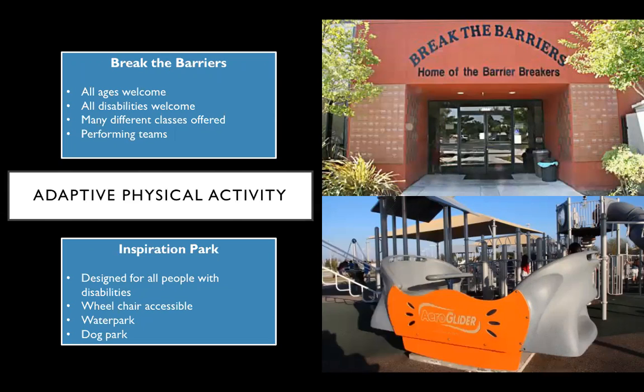And then the bottom one is the Inspiration Park. So this one is a little bit farther out in Fresno, but it's worth it. It's pretty cool because the whole park is designed for people with disabilities. They have a playground that's wheelchair accessible. They have a water park, dog park. My favorite part though was they had a few basketball courts. The court was designed good for wheelchairs, and then the hoops themselves were able to be lowered or raised based on the disability. So I thought that was pretty cool.